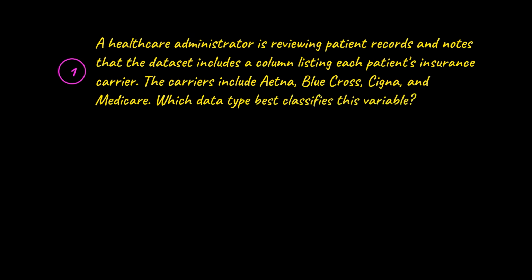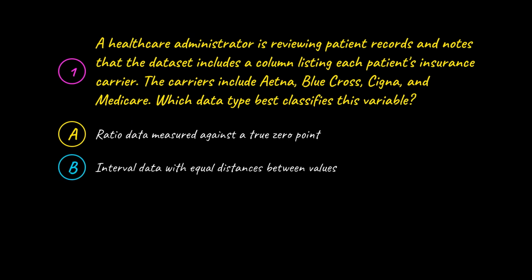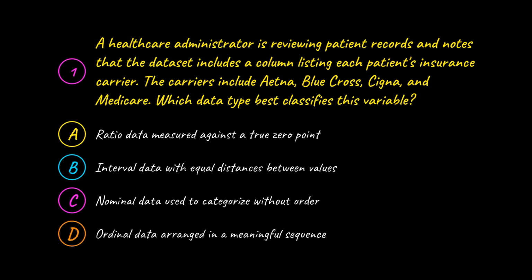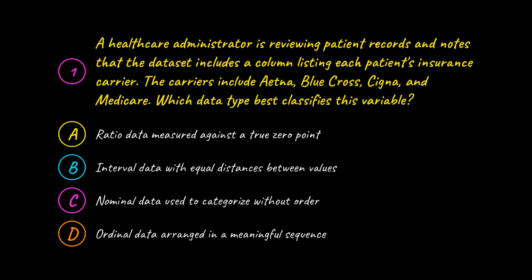Your options are A. Ratio data measured against a true 0 point. B. Interval data with equal distances between values. C. Nominal data used to categorize without order. D. Ordinal data arranged in a meaningful sequence. Which one is it? Pause the video if you need more time.